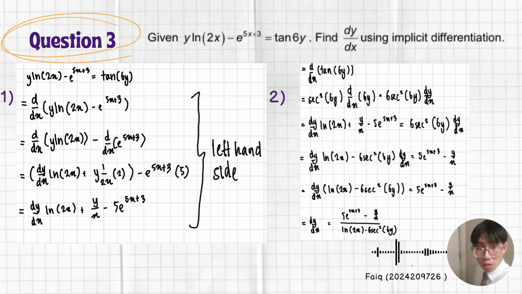So we will be using the product rule for the first term and the chain rule for the second term, and we will get dy/dx ln 2x plus y times 1/(2x) times 2, minus e^(5x+3) times 5. So it will be dy/dx ln 2x plus y/x minus 5e^(5x+3). So y will replace the number 1 on the top, and the times 2 will remove the number 2 from the x.